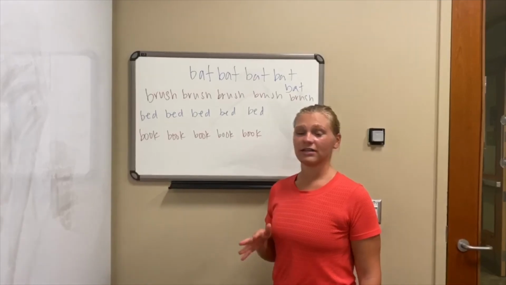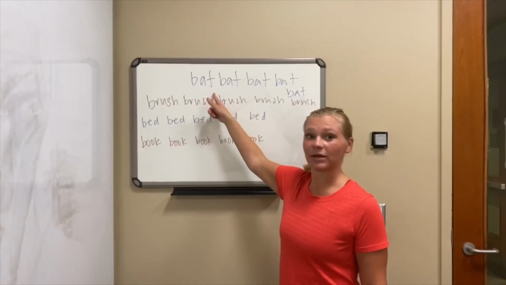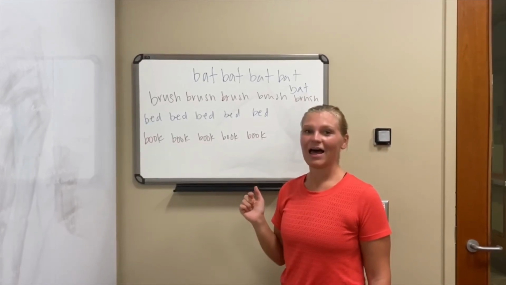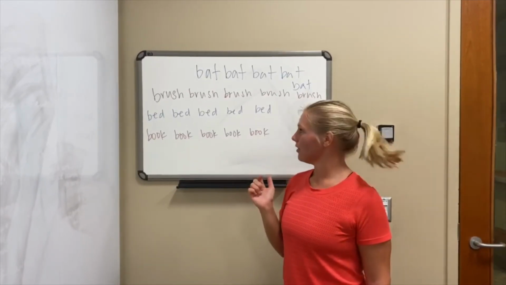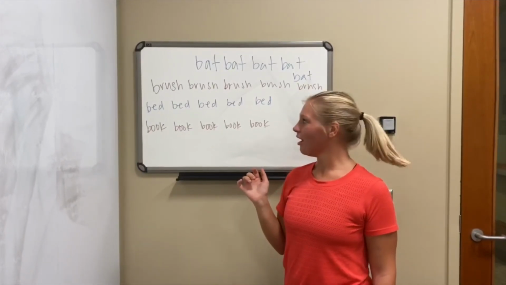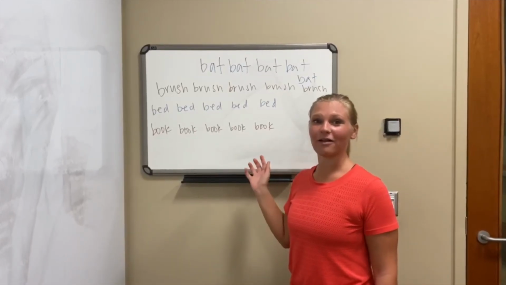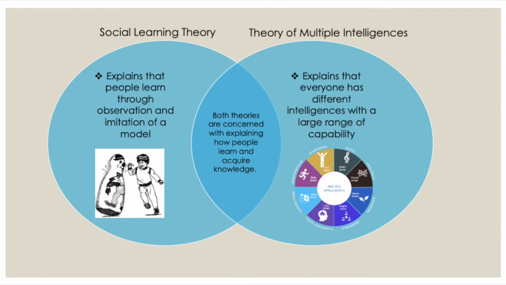Okay, so we're going to work on spelling the words out loud together. So the first word we're going to do is bat. Okay, repeat after me. B-a-t, bat. Okay, now we're going to do brush. B-r-u-s-h, brush. Now repeat these words so we can learn them out loud together. B-a-t, bat. B-r-u-s-h, brush.